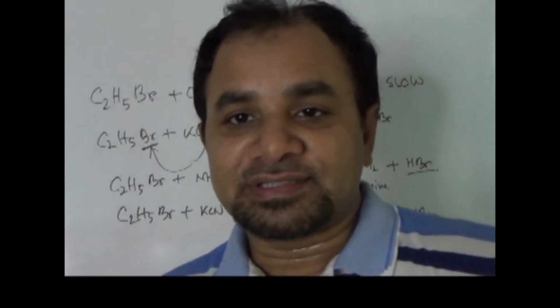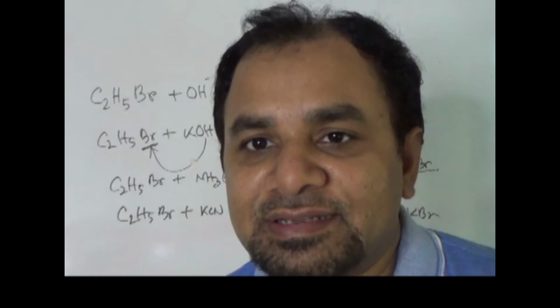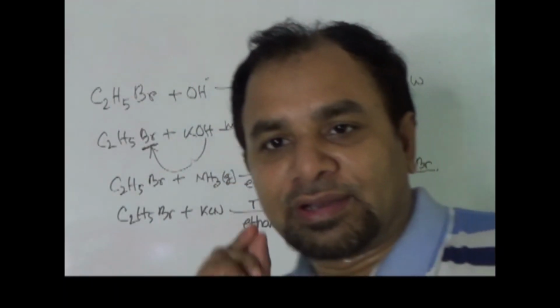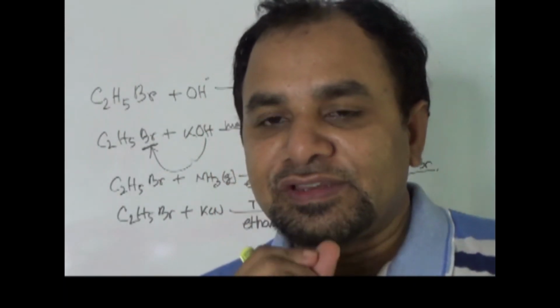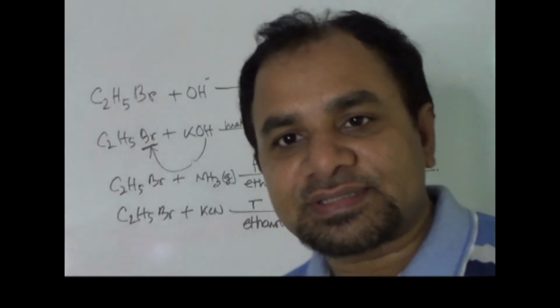Carbon number increases. This is the only reaction of halogenoalkane where the carbon number increases. Bromoethane to propane nitrile, one carbon increases. CN is here, nucleophile, it has replaced Br, so one carbon increases.